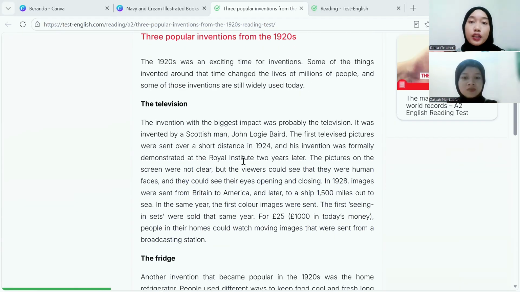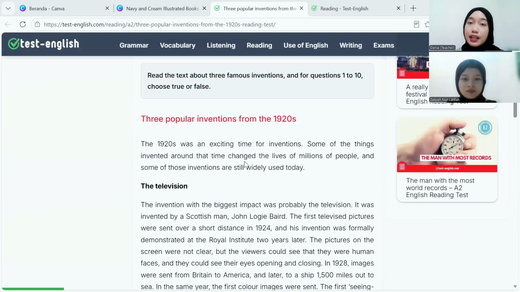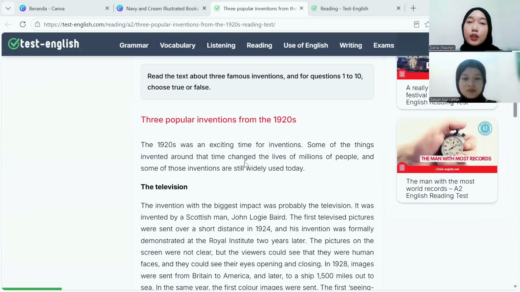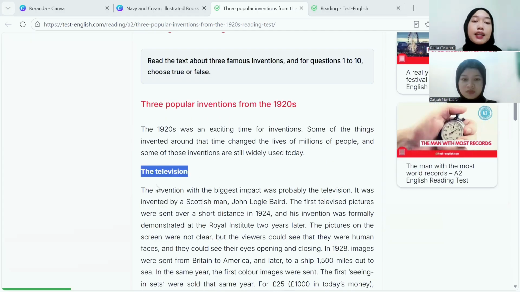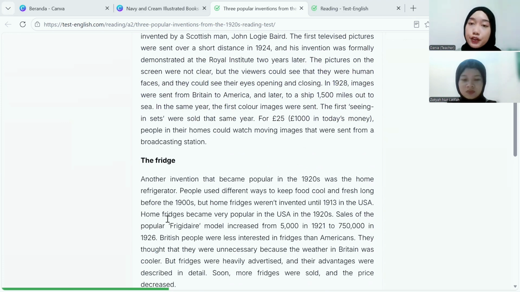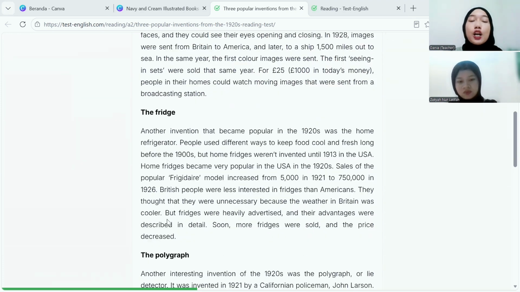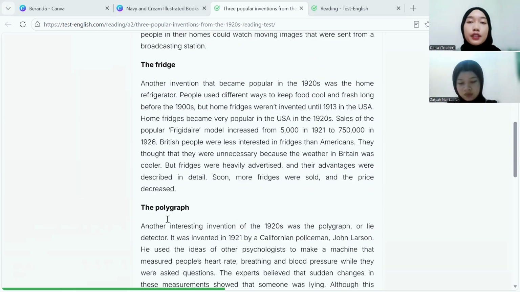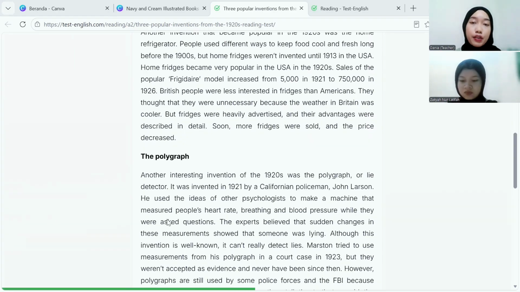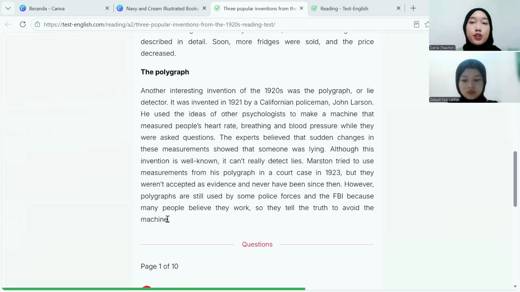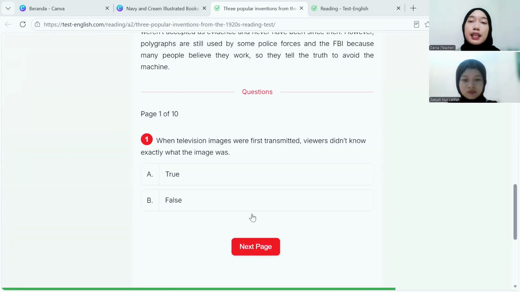Based on the title itself, we can say that the text is about popular inventions from the 1920s. Based on the subheadings and the first sentence of each paragraph, we can already understand that the general idea of this text is about the invention of the television, fridge, and polygraph. After we understand the general topic, we move to the next step, which is the scanning strategy.